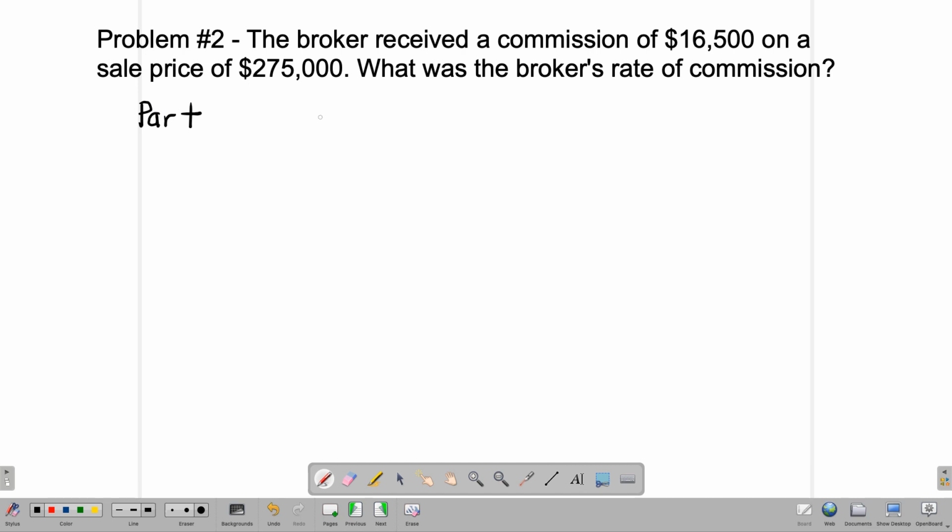So we have part equals base. Oops, I always like to put rate first. Let's say part equals rate times base. Okay, so it says the broker receives a commission of $16,500. So automatically we know that this is the part. In this case the part is going to represent the commission.